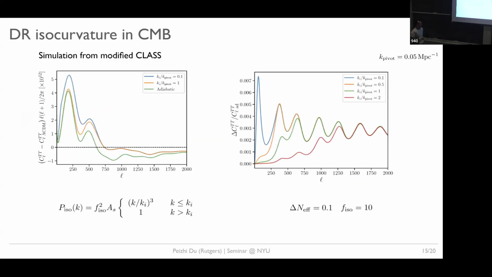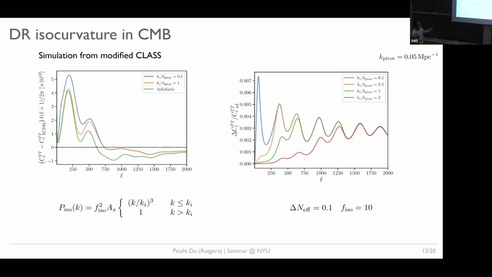Now we look more quantitatively at what the signals in the C_L are compared to ΛCDM. Here I show you our simulation using the CLASS code, the Boltzmann solver. We modified it to implement our isocurvature power spectrum, and here is the result. First look at the figure on the left. This is a typical figure as a function of L, the L mode of the CMB, and Y is C_L^TT minus the C_L^TT from the ΛCDM prediction. The different curves correspond to different assumptions.